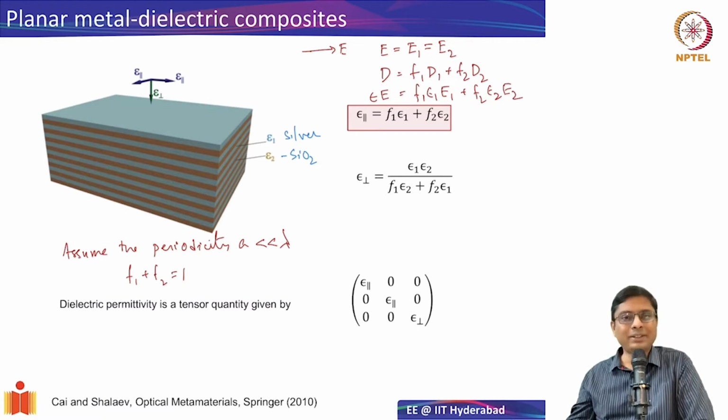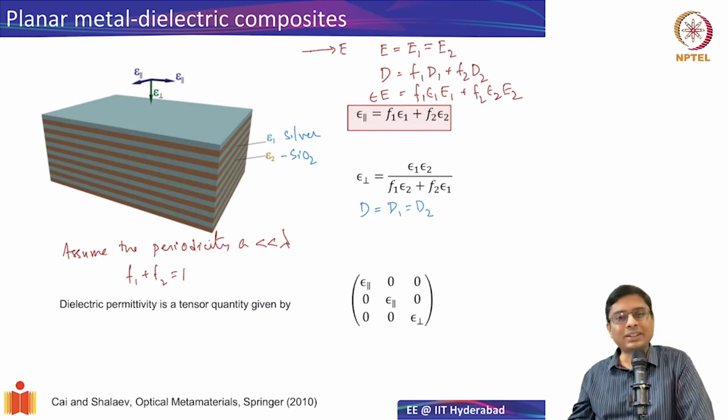Now when you have a perpendicular component, we can't write E equal to E1 equal to E2. The reason is it's discontinuous. There can be a surface charge, right? But we know that D is continuous in the case of the perpendicular component. So I can write my D field is continuous: D equal to D1 equal to D2.